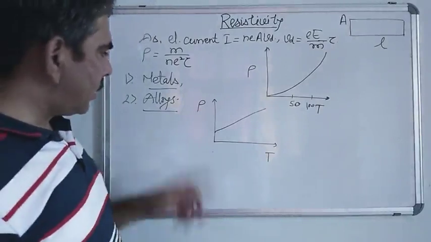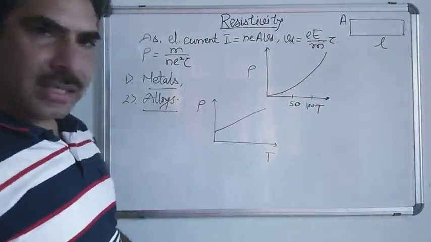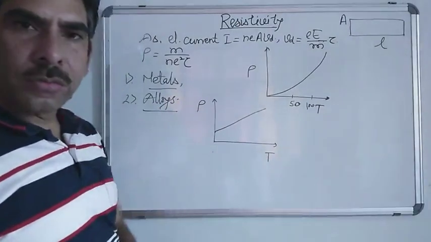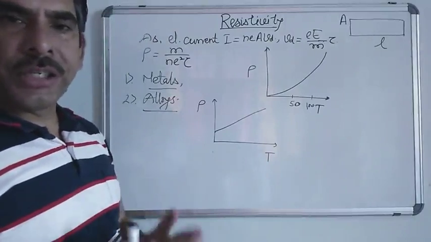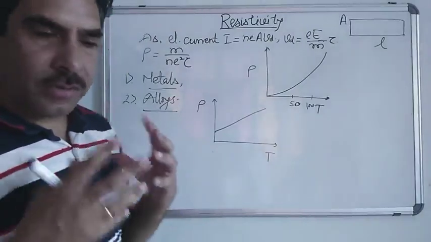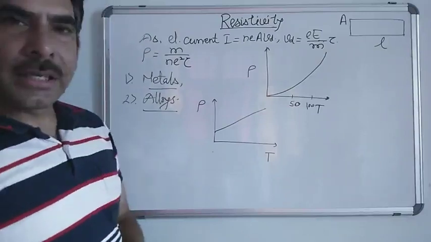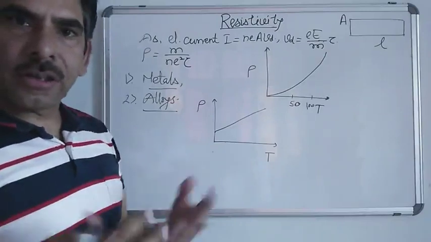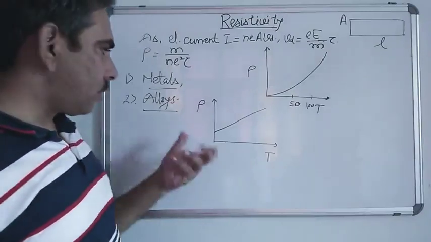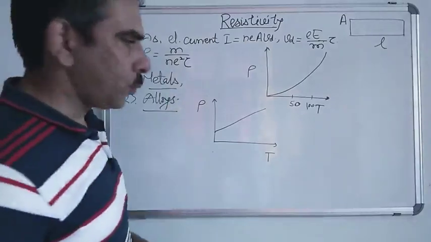So we can say that this change in resistivity of alloys with temperature is quite low. That is the reason why alloys are used to make carbon resistors or specific resistors. Manganin, constantan and nichrome are some examples of the alloys of metals which are used to make the specific resistance of some specific value.